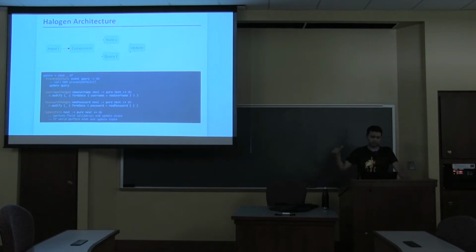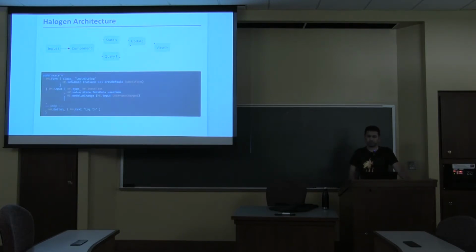And once this update runs initially and keeps running, the view is invoked. The view function, the render function, is just, hey, I have my state. How do I then take my component state and display that to the user? So in Halogen, you just use a DSL built out of functions to represent your HTML, very similar to what Elm does.